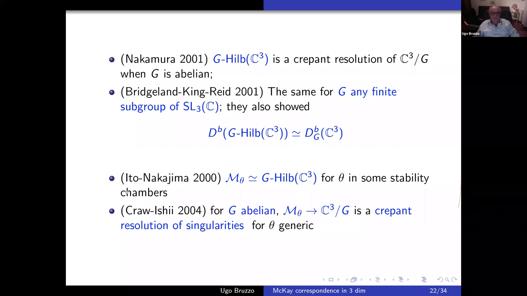And then, as I was saying, I believe that the mismatch in the years is due to the publication time of the papers. Ito and Nakajima in 2000 showed that for theta in some chambers of the stability parameter space, which we still have to define, M theta is the G-Hilbert scheme. So the constellations reduce to G-equivariant zero cycles. And now for G abelian, Craw and Ishii in 2004, if I remember correctly, proved that these constellations, when theta is generic, are always a crepant resolution of singularities of the singular quotient.